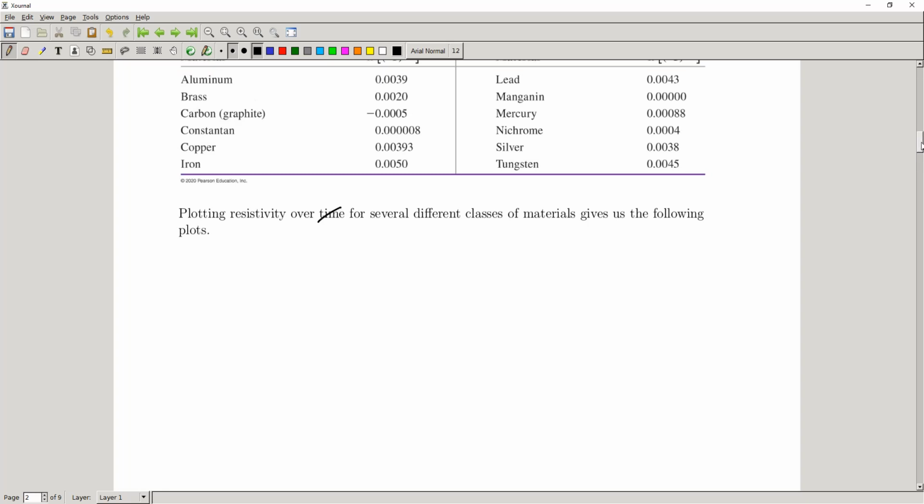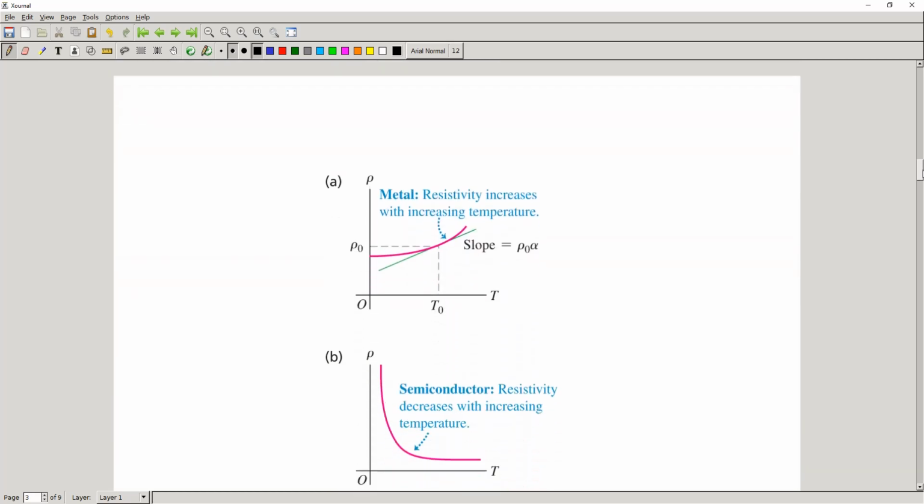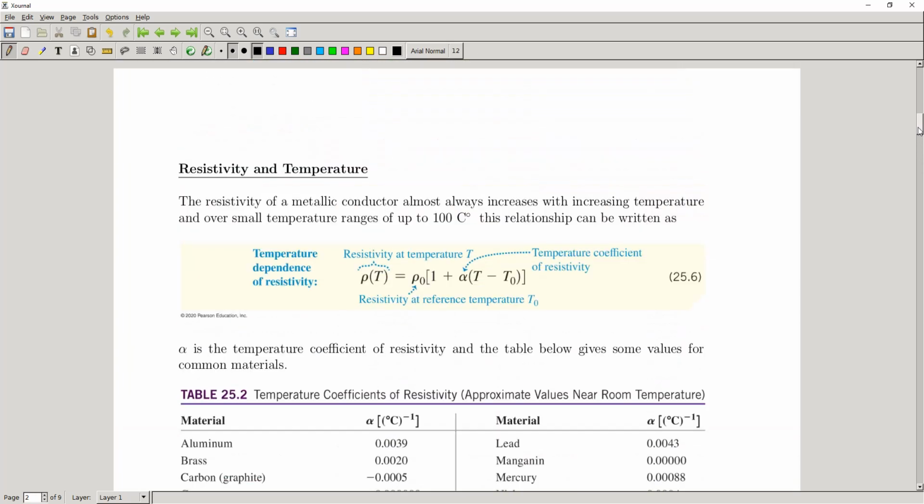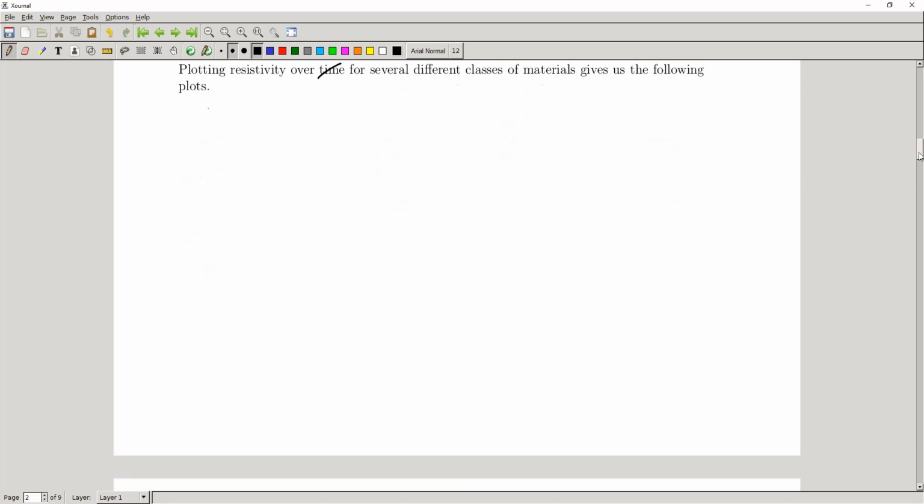This is going to give us the following plots. Okay, so if we're looking at a metal here, we have resistivity increasing as temperature increases, and we see that it's not actually linear, right? It does have a bit of a curve to it, but for small temperature changes, our linear approximation, the formula that we have up here, is a fairly good approximation.